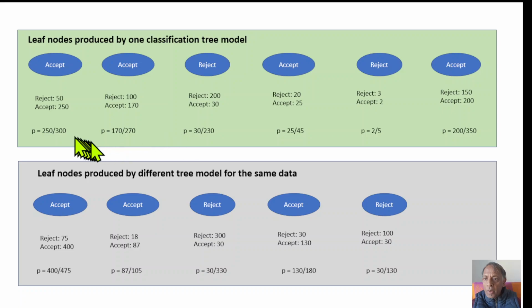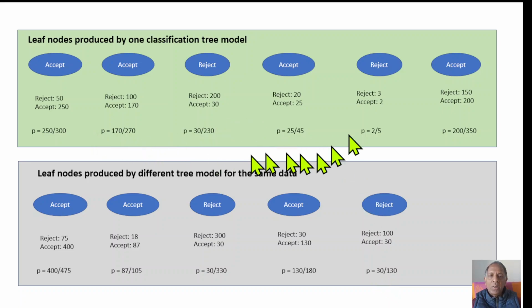Okay, so here it's 250 over 300, 170 over 270, 30 over 230. So here also it's predominant, right? Because 30 of 230, 25 of 45, 200 by 350. Okay, so here it's 400 by 475, not very homogeneous. 87 by 105, they're almost equal. 30 by 130, yeah, that's quite a majority. 130 by 180, so 30 by 130, okay, predominant, right?